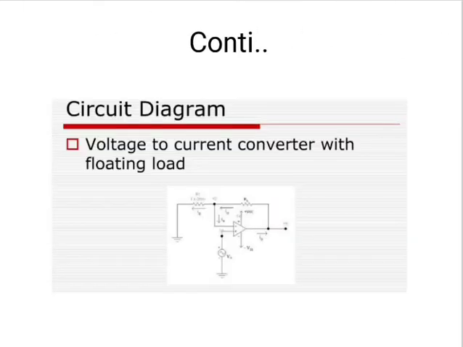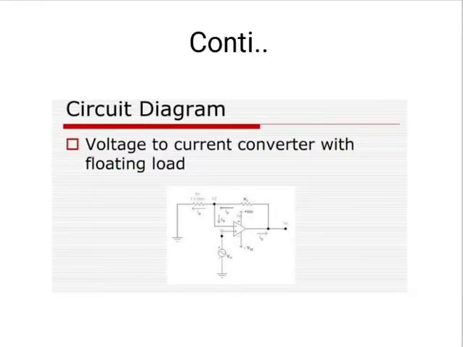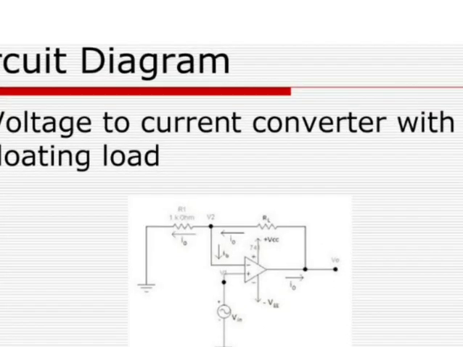Now this is the figure. This figure shows the voltage to current converter in which load resistor RL is floating. The input voltage is applied to the non-inverting terminal and the feedback voltage across R1. So this is the diagram for the V to I converter with floating load.